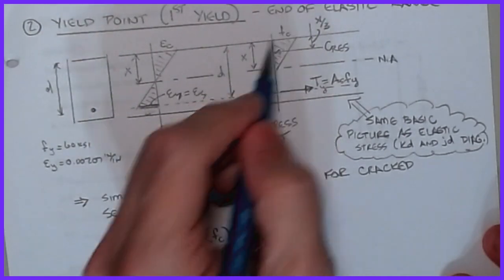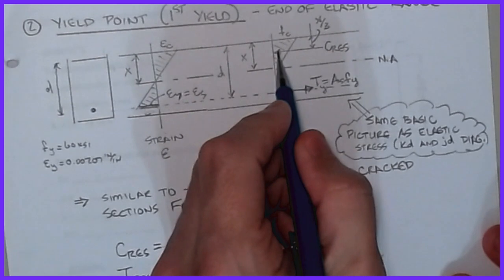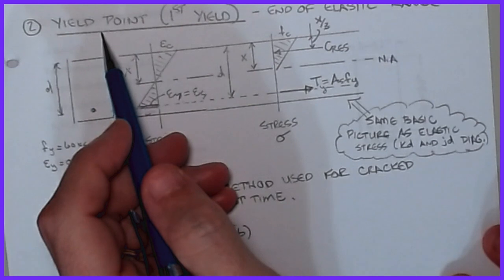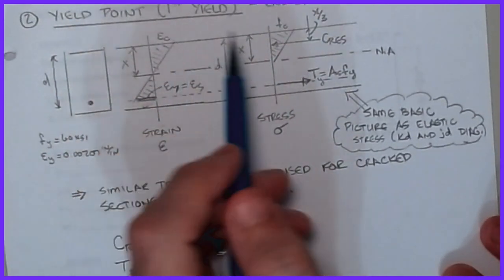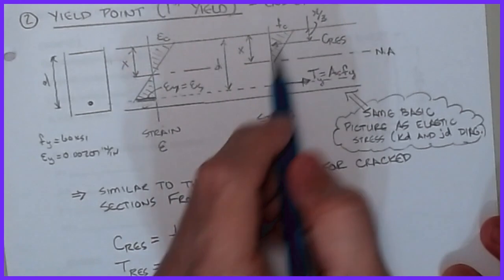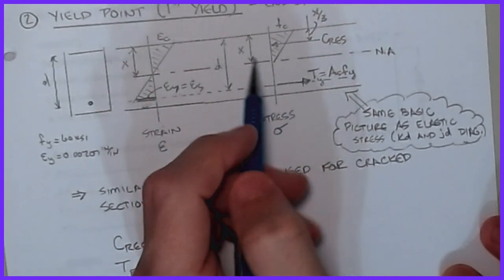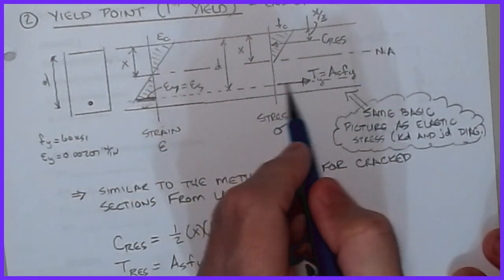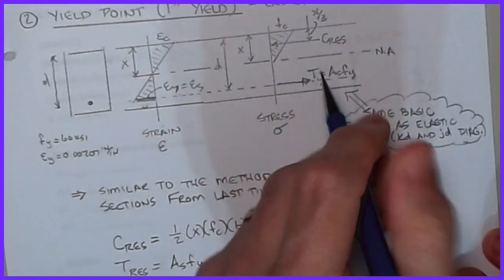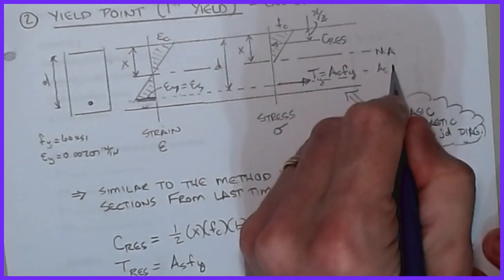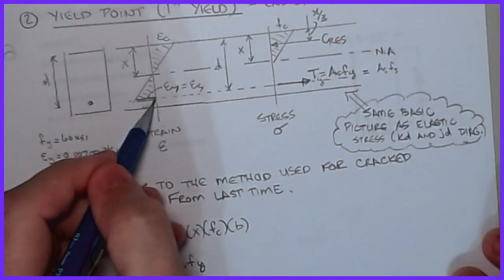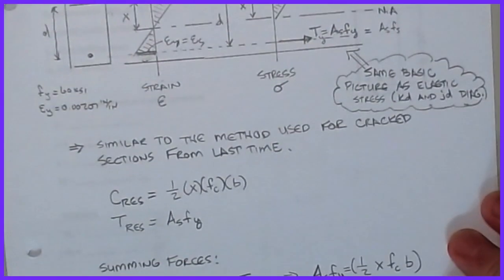The stress at the top is fc. We still know that C res is located at the centroid of this triangle, because at yield we're still assumed to have elastic behavior; it's a linear relationship we're assuming in this case. So this is x over 3. At this point, I know that my tension in the steel, before we had said it was AsFs, but now I've put the constraint on it that it has to yield, so now it becomes AsFy. It's basically the same picture as what we did with the elastic stress.